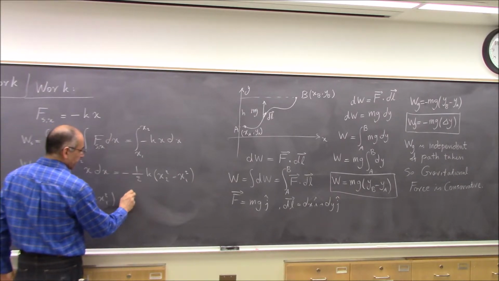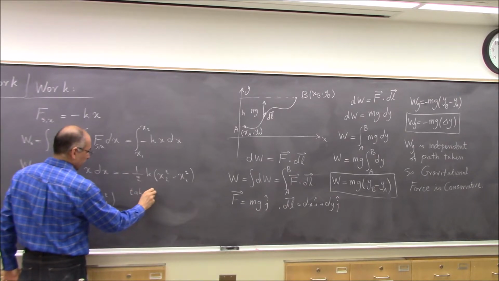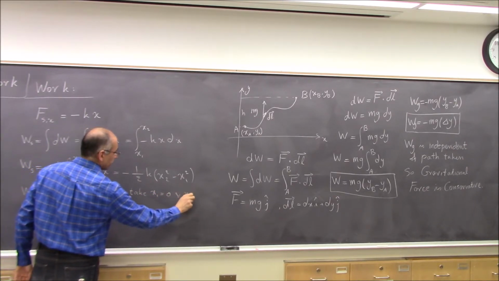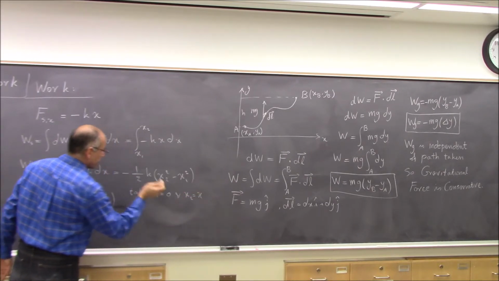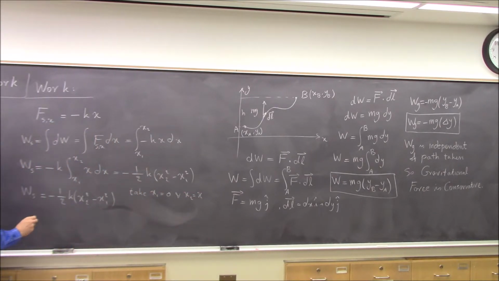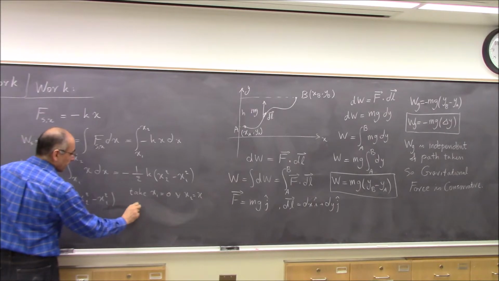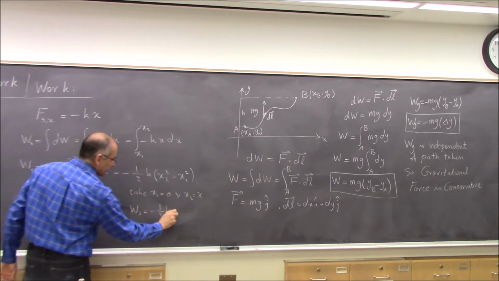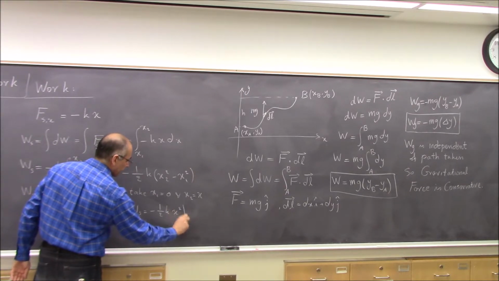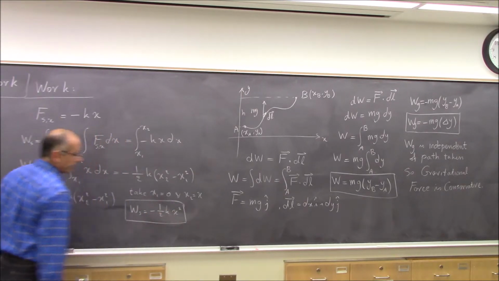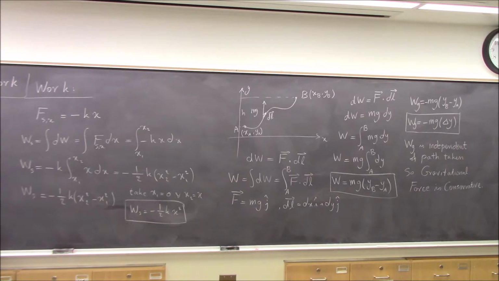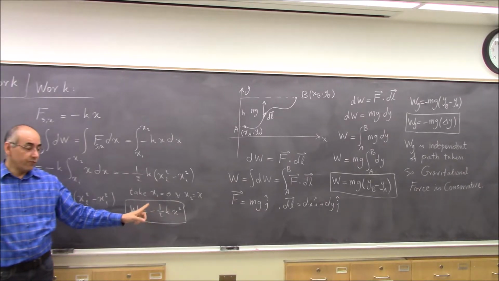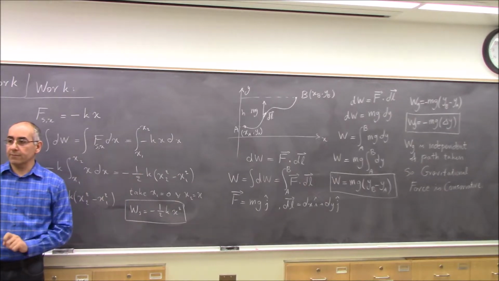So if you take x1 to be 0 and x2 to be just x because we don't have x1, then W spring is negative 1/2 k x squared from the equilibrium. This is the work that the spring does from equilibrium to any point x.